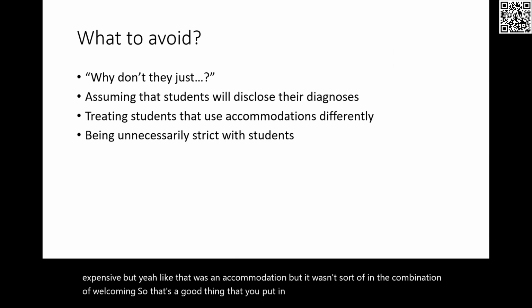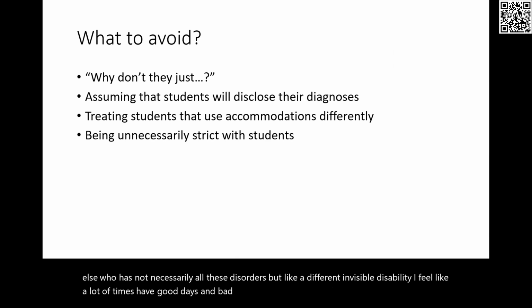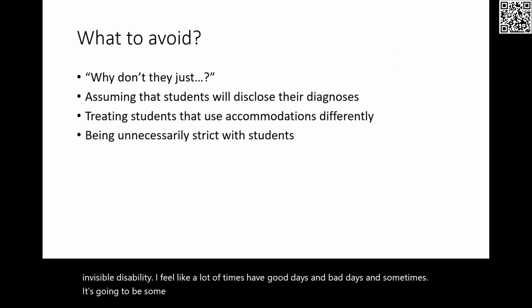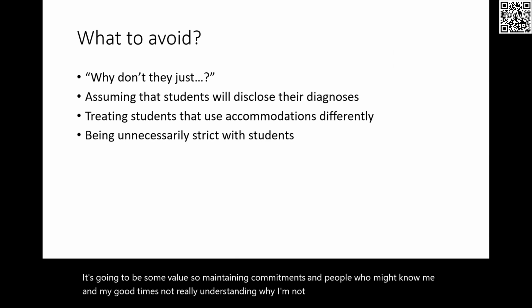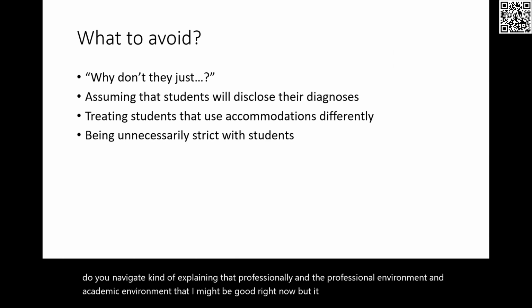And then my question is, if someone else who has not necessarily all these disorders, but a different invisible disability, I feel like a lot of times I have good days and then bad days, and sometimes it's good weeks and bad weeks. So maintaining commitments, and people who might know me in my good times not really understanding why I'm not as consistent in my bad times. How do you navigate explaining that in the professional environment and academic environment, that, hey, I might be good right now, but it might not be okay next week, so I need to shift what I can do?